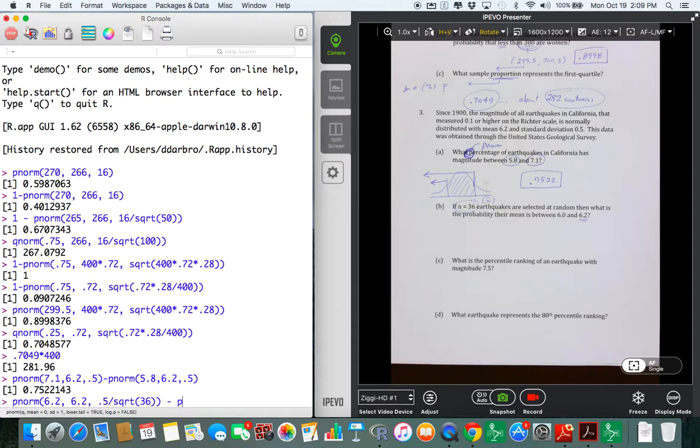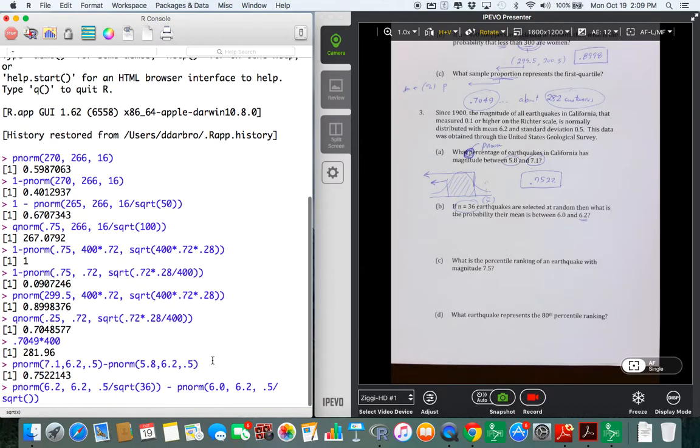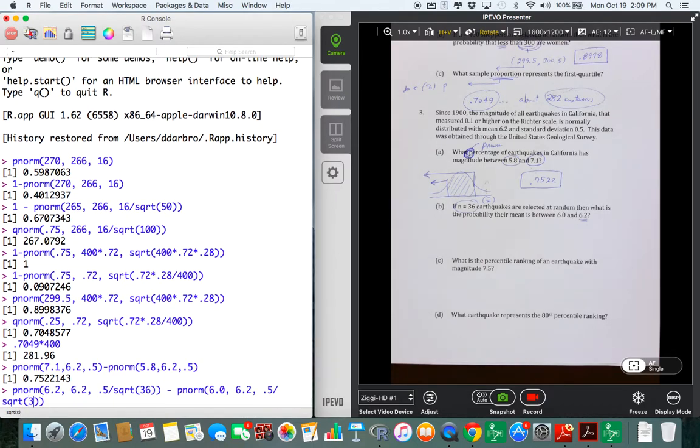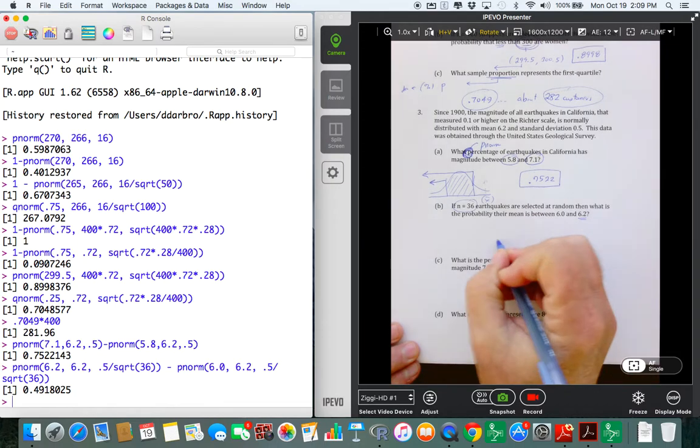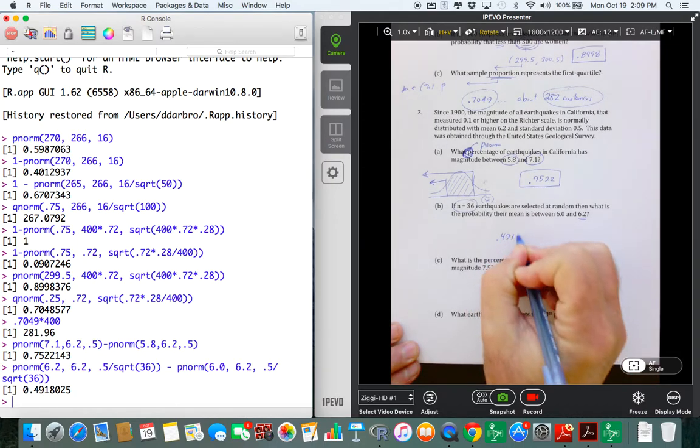And now we've got to come in and do P norm of the smaller number, which is 6.0, mean of 6.2, standard deviation 0.5 divided by the square root of 36. So gang, our answer would be 0.4918.